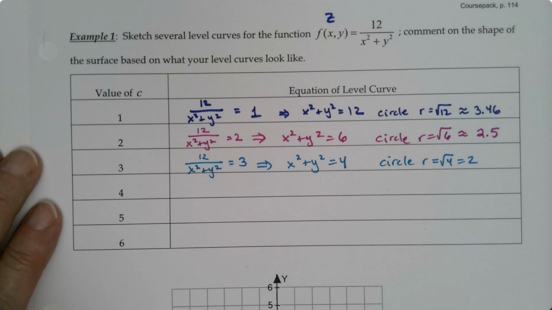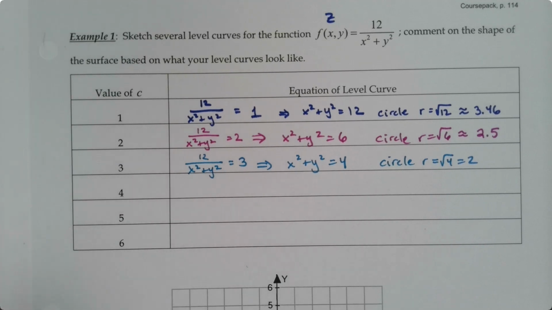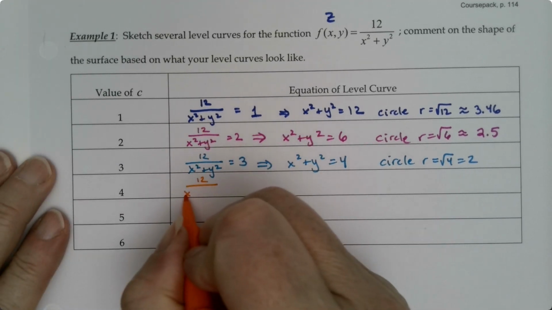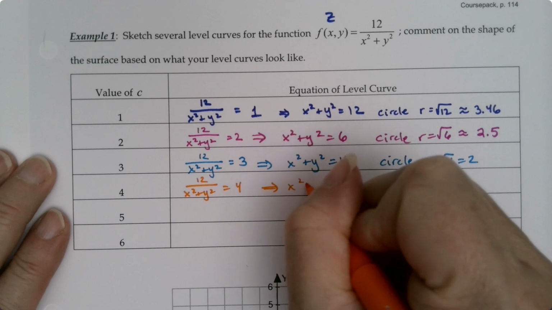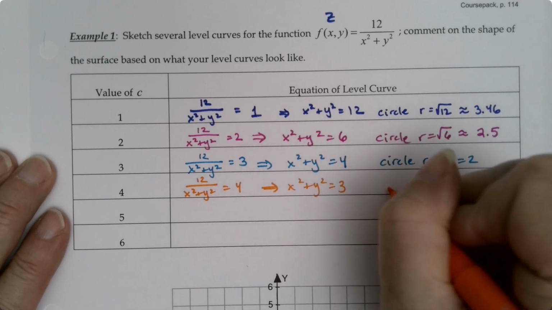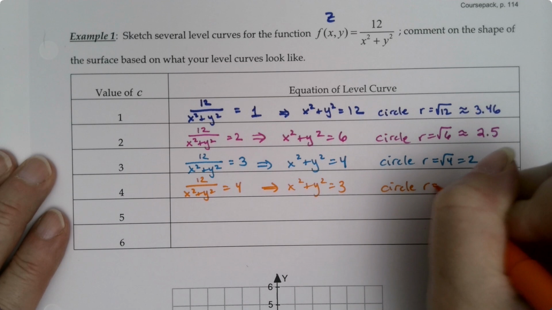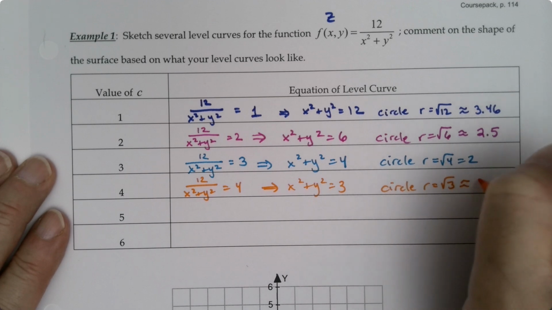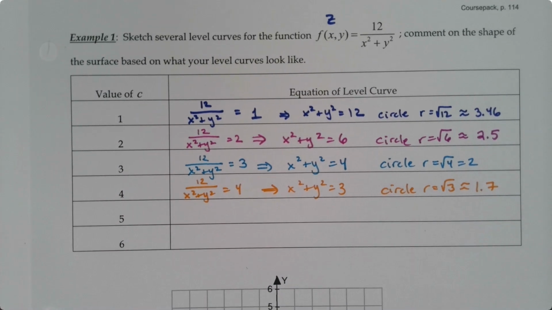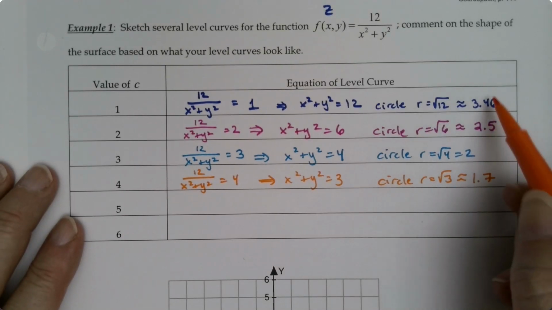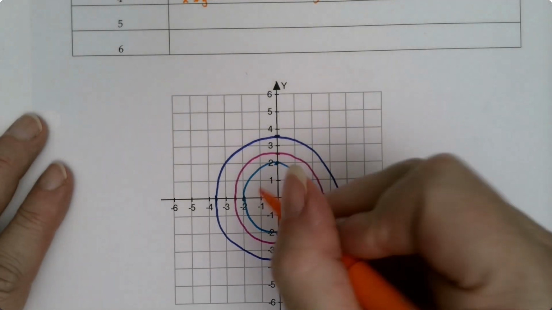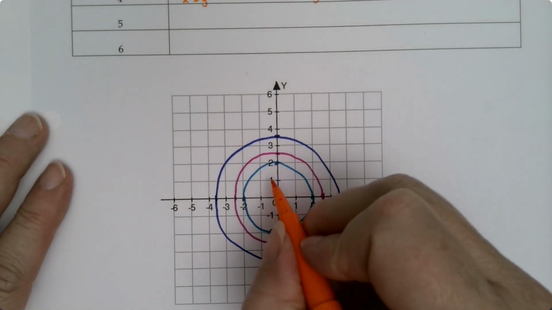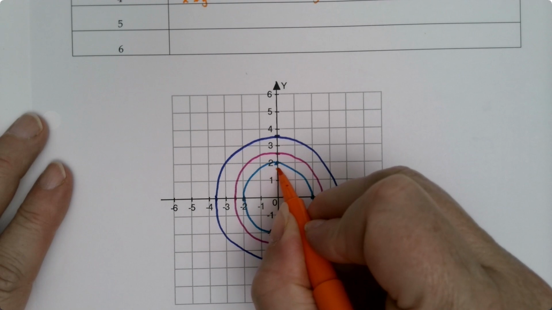All right, so let's do another one. If 12 over x squared plus y squared equals 4, that would mean x squared plus y squared is equal to 3, which is a circle of radius the square root of 3, which is about 1.7 or so. So you'll notice the first ones were almost a full point apart. These are only a half point apart. These are only 0.3 points apart, right? So it's getting closer and closer to each other. So let me think, 1.7 is about there.